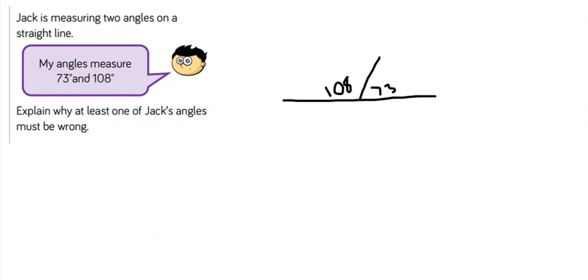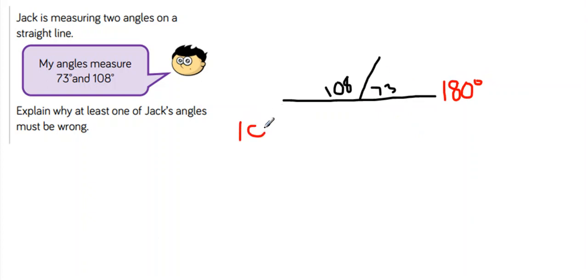Now, if there's something wrong, it must be something to do with what the straight line is worth, how many angles are on a straight line, and how much each of his angles are worth. So let's just remind ourselves, how many degrees is a straight line? So a straight line is 180 degrees. Okay? So now I need to work out what the problem is. So I'm going to start by adding 108 and 73 to see what I get.